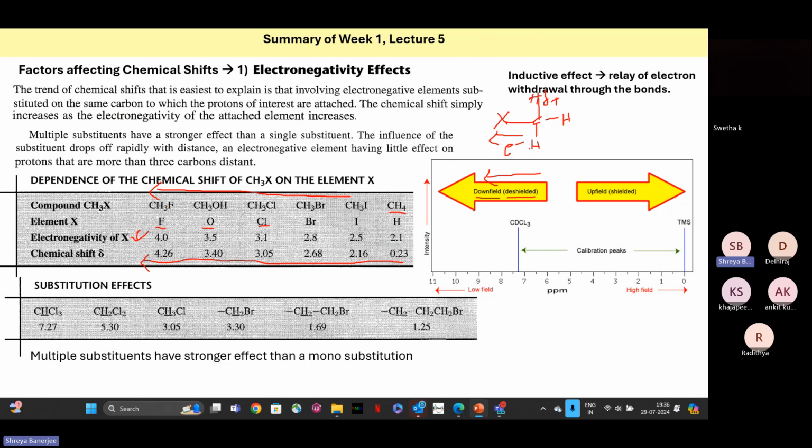Similarly, if instead of 1 X, you have 2 X, then there is even more withdrawal of electrons from the hydrogen and the delta positive charge will increase. So you can see, as you are going from CH3Cl, where 1 chlorine is there, to CH2Cl2, 2 chlorines, and CHCl3, 3 chlorines, as the number of the electronegative substituents is increasing, the chemical shift is also increasing in the same direction. So multiple substituents will have a stronger effect than monosubstituted.